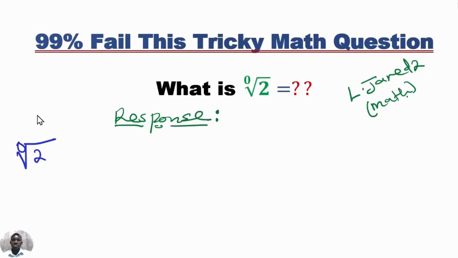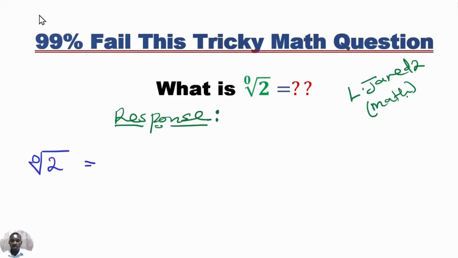Here we have root 2. Take an example. One would begin by saying that this is the same as maybe 2 raised to power 0, whereby we say that any number to power 0 is 1. But guess what? This answer is wrong. It is completely wrong. Let us now see how the correct one would be.